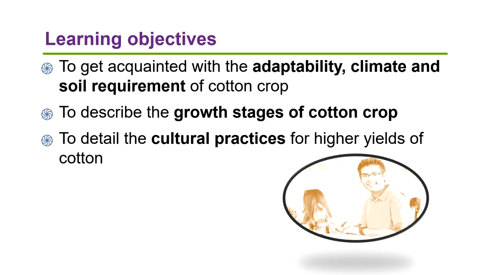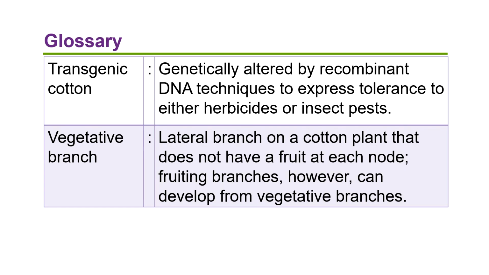Learning objectives of this lecture are to get acquainted with the adaptability, climate and soil requirement of cotton crop and to describe different growth stages of cotton crop and also discuss different cultural practices of this crop. Cultural practices will include time of sowing, seed rate, plant spacing, plowing, field preparation, etc. Some difficult words in the form of glossary.